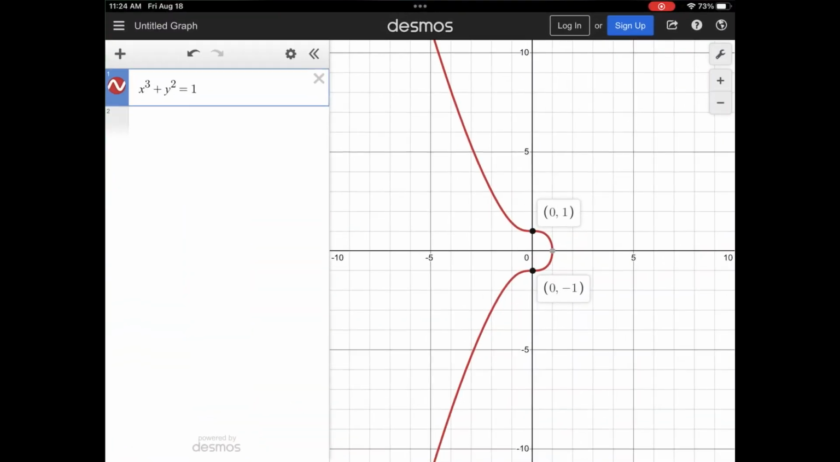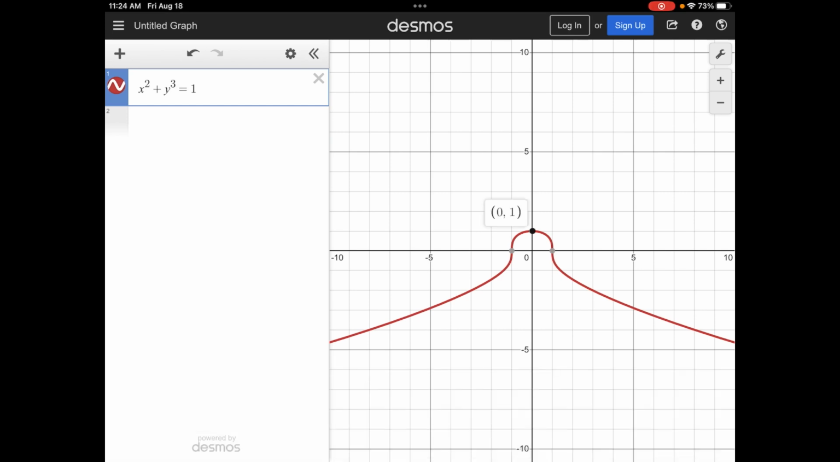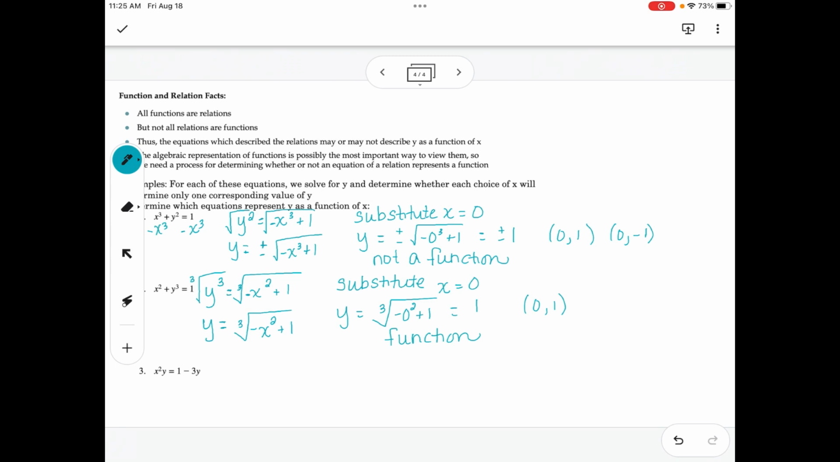So let's see what that looks like in Desmos. I'm going to flip-flop here. I need to change this to a square, and I need to change this one to a cubed. Notice we've got our example of (0, 1). We only had one solution when we substituted 0 in. And I can look across and see that every single value, when I use the vertical line test, gives me one solution.